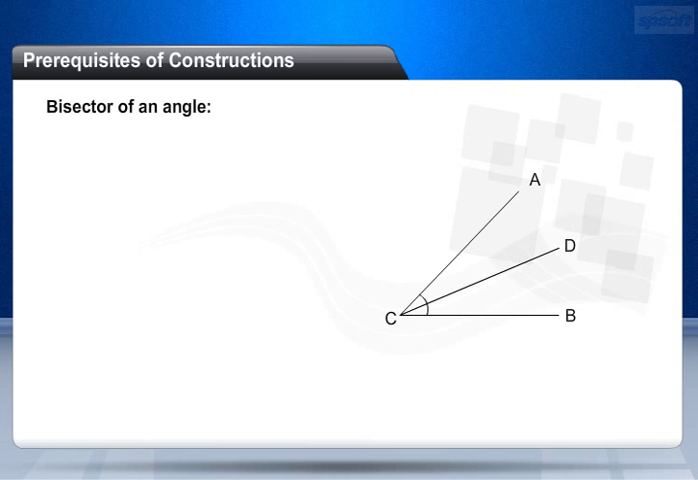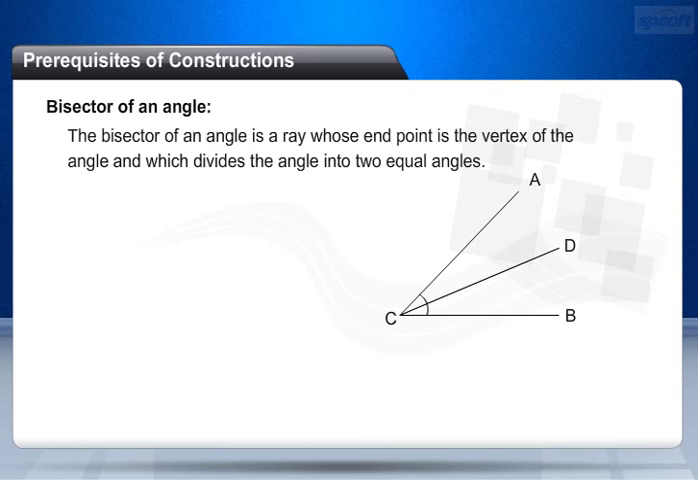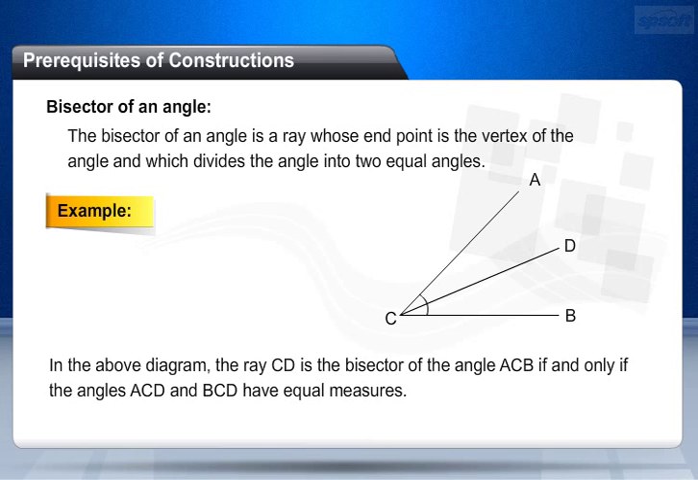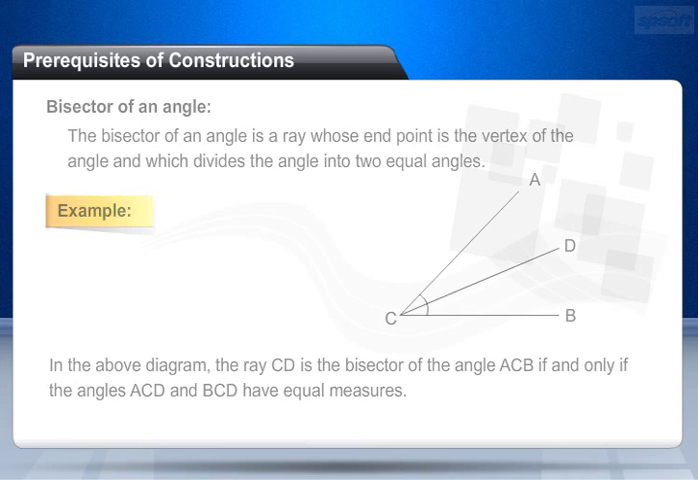Let us see the bisector of an angle. The bisector of an angle is a ray whose endpoint is the vertex of the angle, and which divides the angle into two equal angles. For example, in the above diagram, the ray CD is the bisector of the angle ACB if and only if the angles ACD and BCD have equal measures.